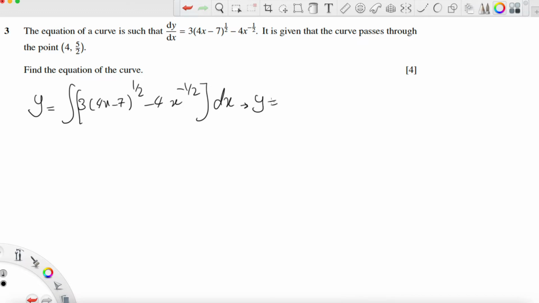So y will be equal to, in order to integrate the first expression, it will be 3. A is 4, so it will be 1 over 4 multiplied by (4x minus 7) to the power of half plus 1, which is 3 over 2, over 3 over 2, minus 4x to the power of negative half plus 1, which is 1 over 2, over 1 over 2, plus a constant c.